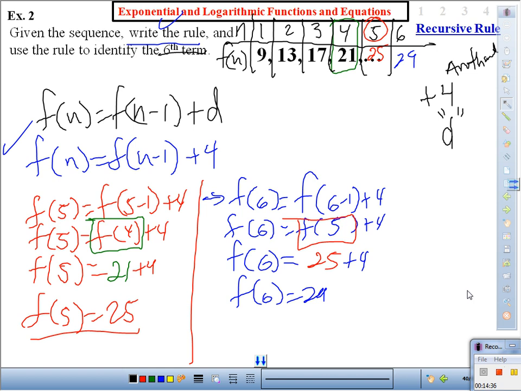But we have this, right? We have this in our notes from the video. Yeah, good. All right. So that was what? Recursive. And this was an example of an arithmetic one.